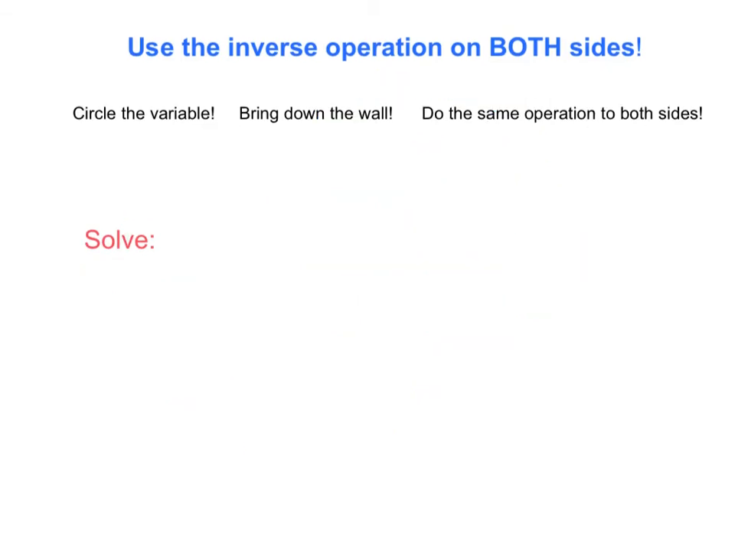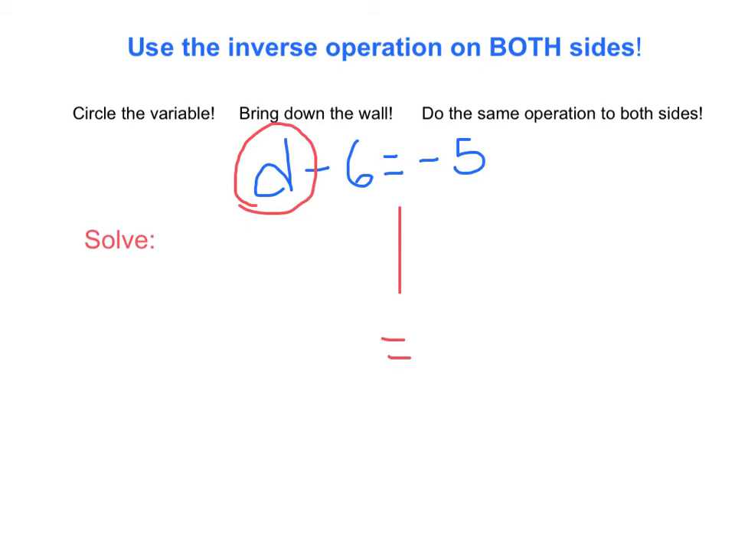On this problem, we're doing subtraction again. So I'm going to again rewrite my problem. D minus 6 equals negative 5. I'm going to circle my variable because I know that that's what I need to get by itself. And I'm going to draw my wall with my equal sign. And then I'm going to go back up and look. Next to the circle is a subtraction sign. And the inverse operation of subtraction is addition. So I know that since it tells me to subtract 6, I'm going to add 6.